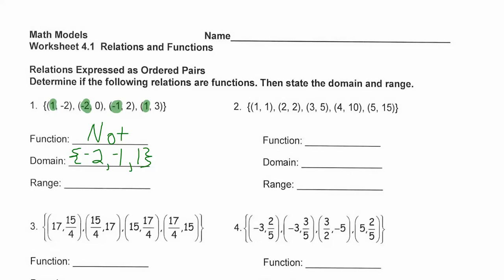All right, so the next one I'm going to highlight is all of my y values. Come over here in red and do that. And as a result, do our set for our y's, least to greatest, and just so happens they're already in least to greatest order. So -2, 0, 2, and 3. So that's how we're going to do the first section on this little grouping worksheet: just identify the domain, function or not a function, and then the range.